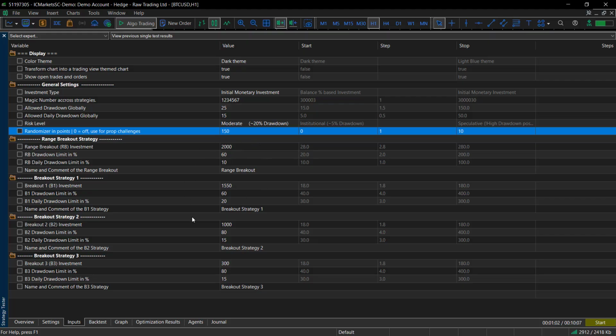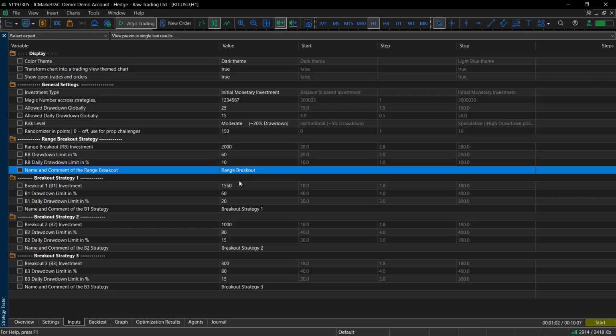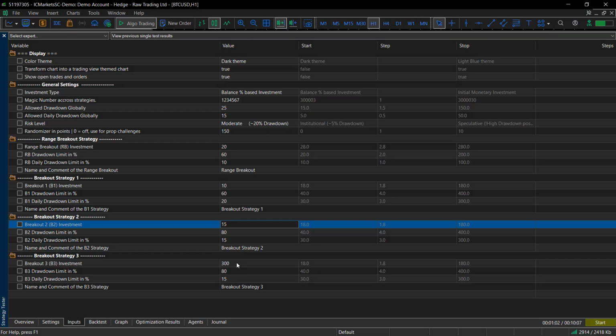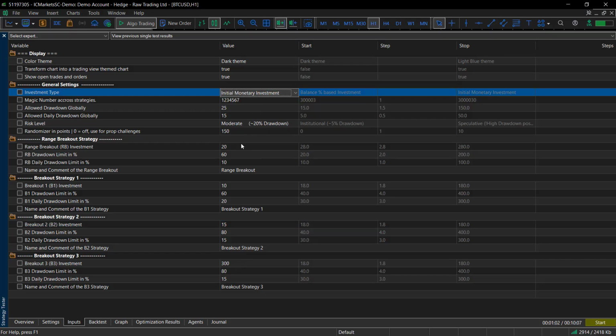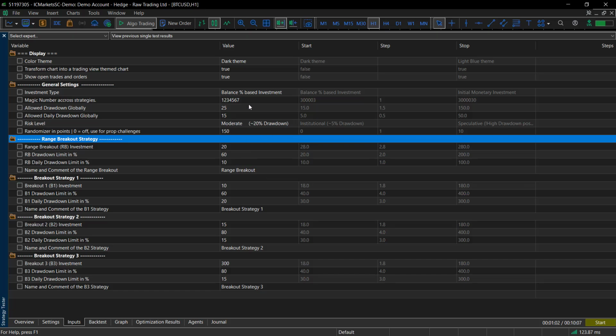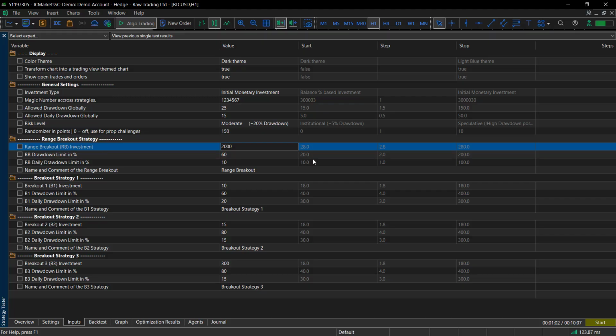After that, you will see the 4 individual strategies. For each one, you can set the allocated investment amount, the drawdown limits, and a comment to help you identify it. If you are using balanced percentage-based investment, you simply enter the percentage you want to assign to the strategy. Otherwise, you enter the exact monetary amount you want to use. For example, with a $10,000 account, assigning 20% would result in $2,000, which is the same as directly setting a $2,000 allocation.